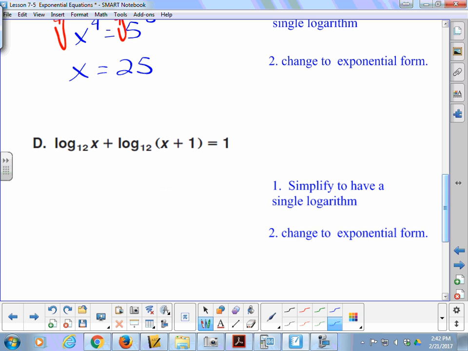Okay, what is a single logarithm? What does plus tell us to do? Multiply. All right, multiply. So we've got the log base 12 of x squared plus x equals 1. All right, we're multiplying x times x plus 1. That gives us x squared plus x.